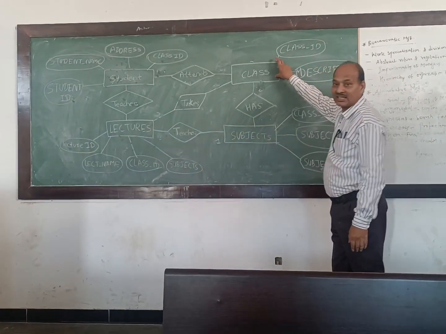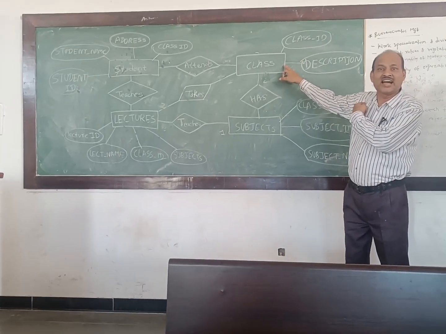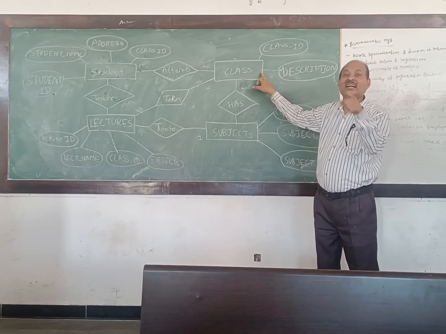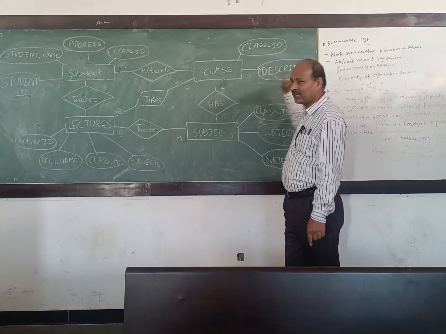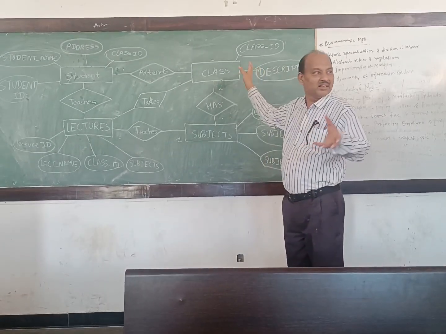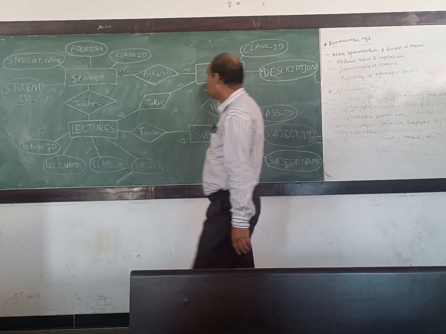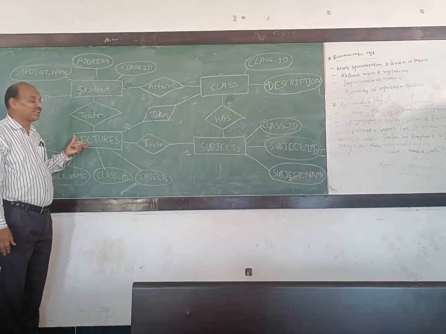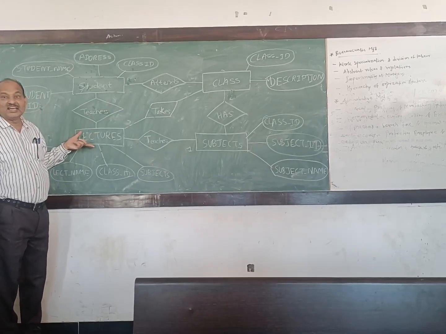The classes have some class ID. What is the name of your class? What is the ID of your class? C17 is the class ID for you. Then description of class, O building or S building, this is S building. Then there is a relation with lecturers or lectures. You are here for lectures.